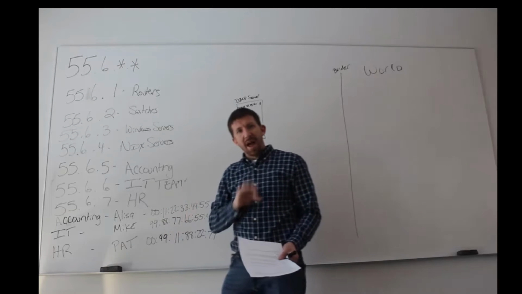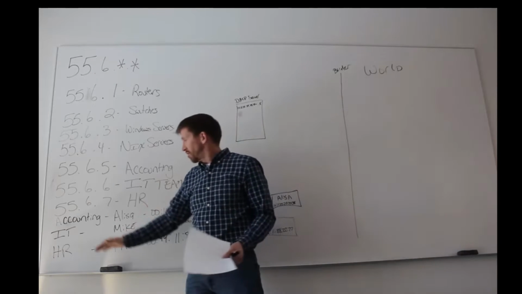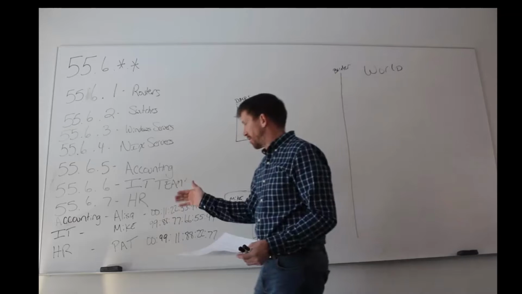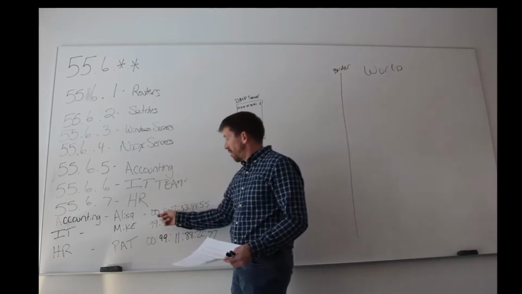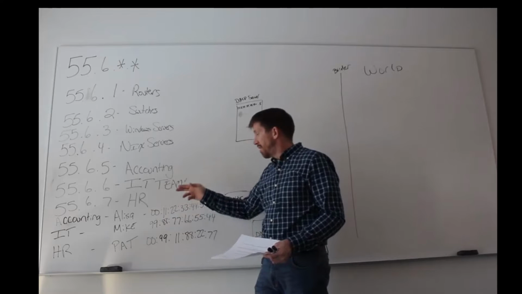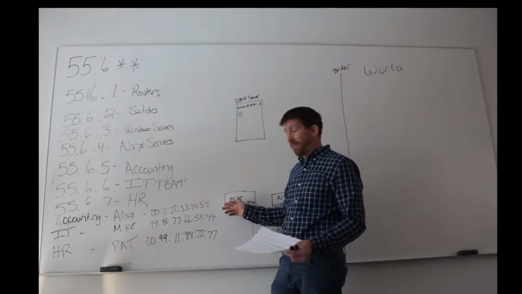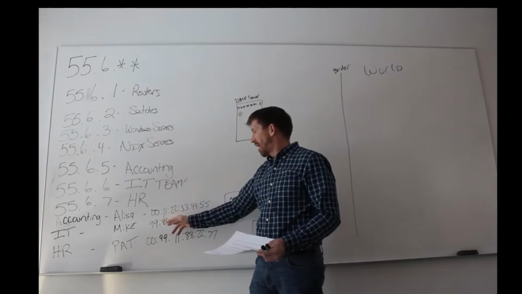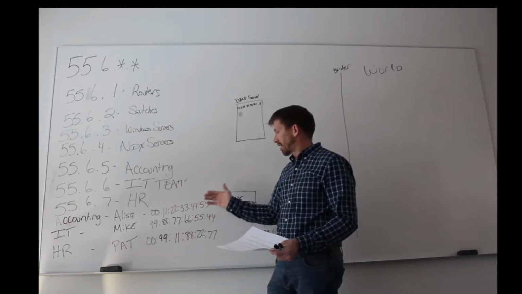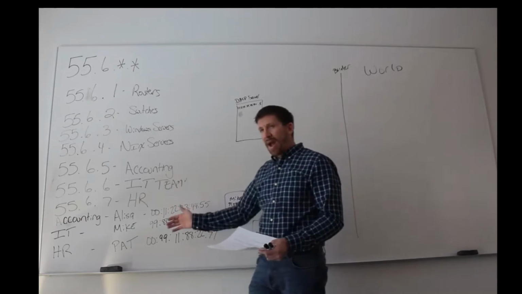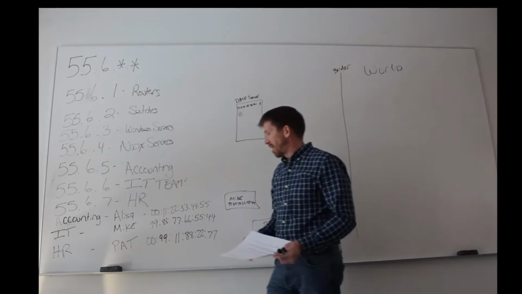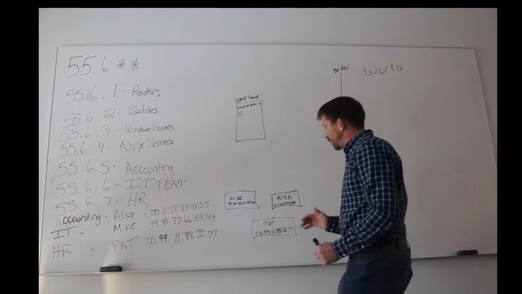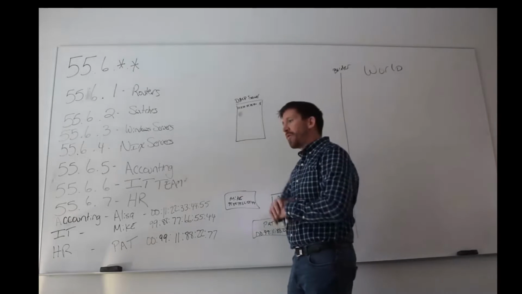In our scenarios today, we will have 3 different resources. We will have our accounting person, Alyssa, our IT nerd, Mike, and our HR person, Pat. Alyssa has a machine with the MAC address of 001122334455. Mike has the computer with a MAC address of 99.88.77665544. And Pat's machine has the MAC address of 009911882277.